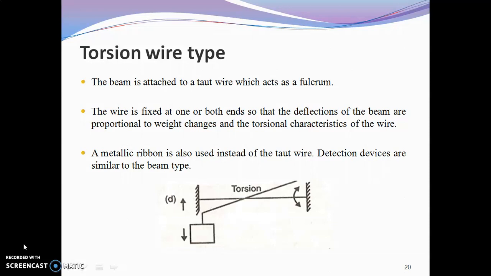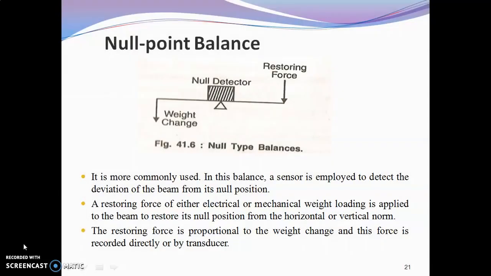A metallic ribbon is also used instead of a taut wire. Detection devices are similar to the beam type. So all these are the four types. Next is the null point balance. The null point balance is more commonly used.